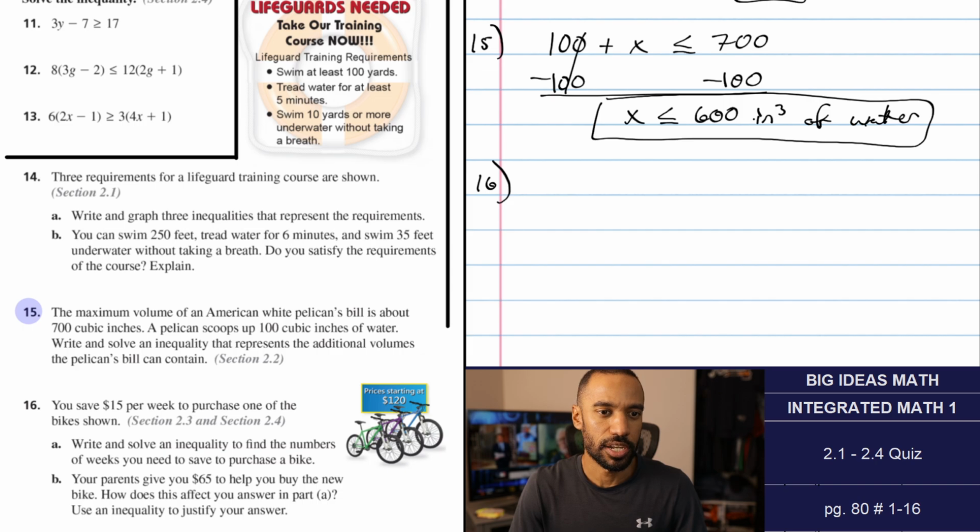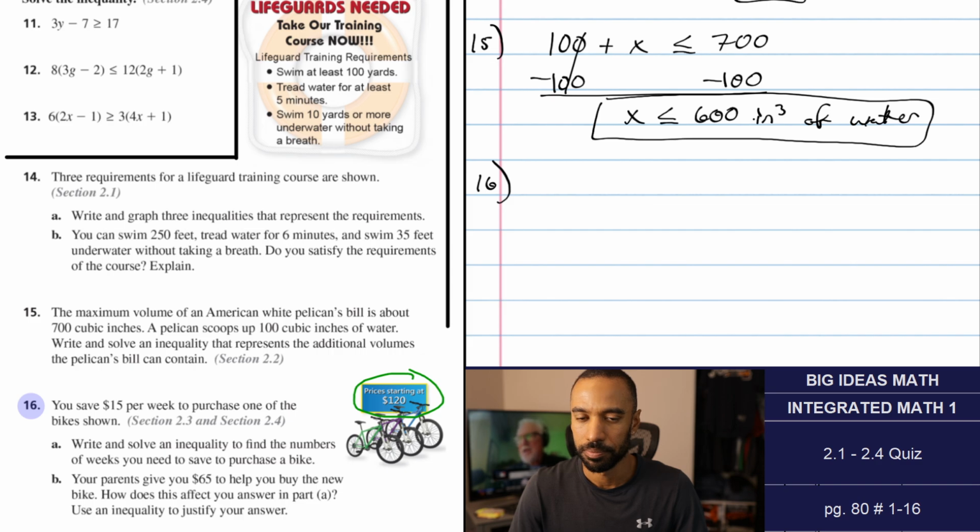Number 16, and this is another one where I had to shrink the image of the bike, but this bike does have important information. It says prices starting at $120. I hope you can see that one. Low price, $120. All right, this is part of sections 2.3 and 2.4, so expect some multiplication, division, and just a mix and match of everything involved. Let's see what we got.